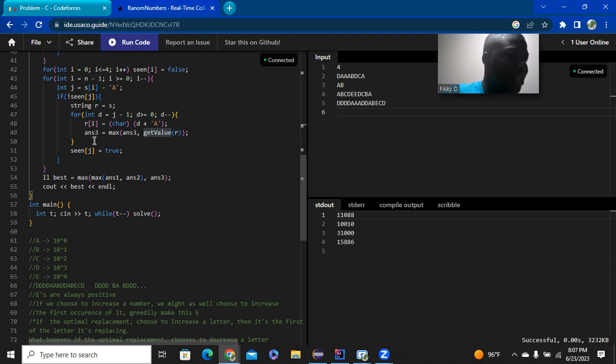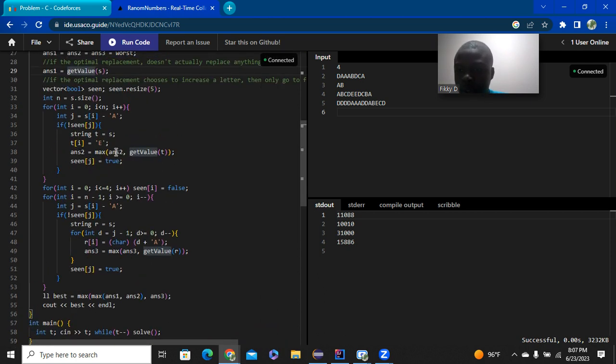Greedily increase it to E, because sure, I could increase some letter to B, but greedily increase it to E, because E is always positive no matter what. It doesn't matter what it sees to its right or what it sees to its left. It's going to be positive because there's nothing to the right that will be strictly greater than it. It's the greatest one. So obviously greedily increase it to E. So that's what we do for the first case.